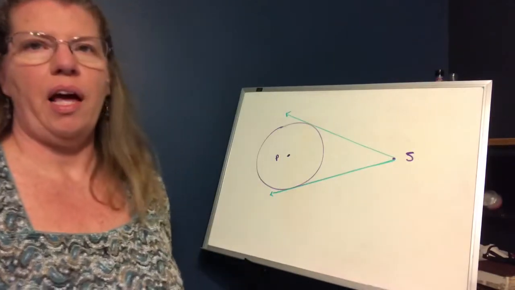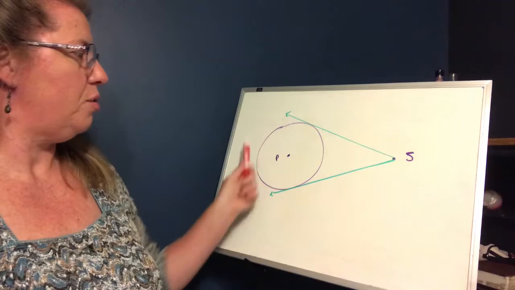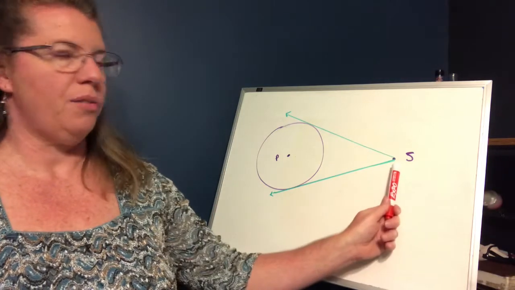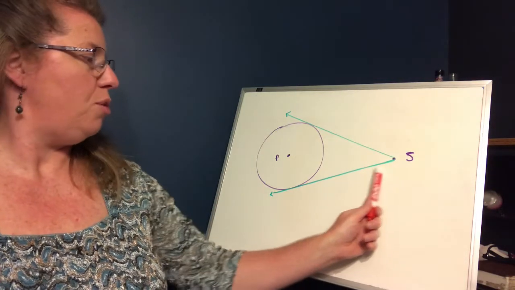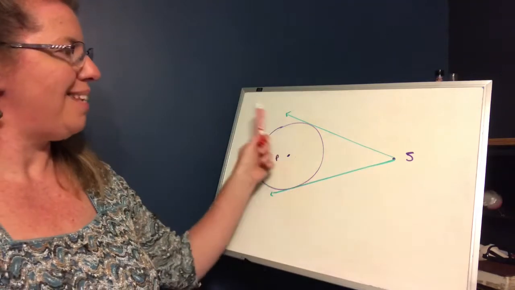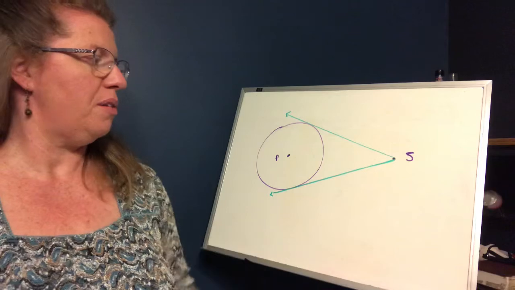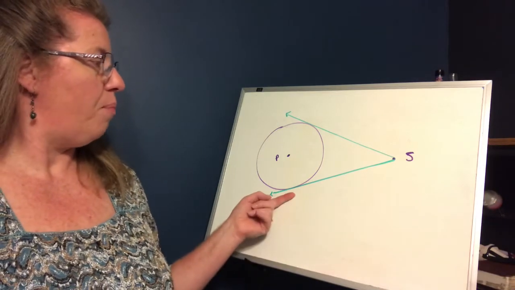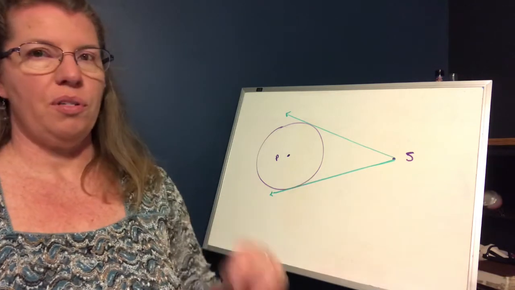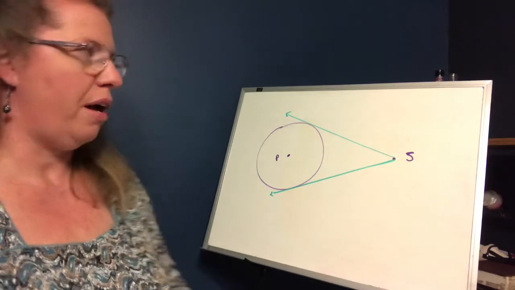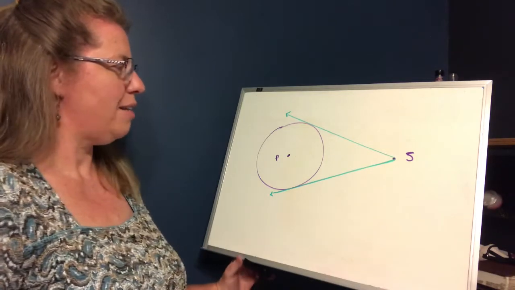Okay, let's look at what we have here. We have a circle, circle P, and a point outside my circle. We have two tangents coming from the same point S outside my circle. We would call this an external point. And I want you to notice something. We're going to actually derive or come up with our next theorem.